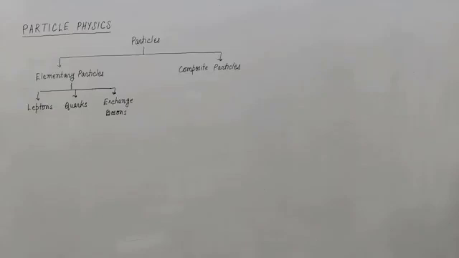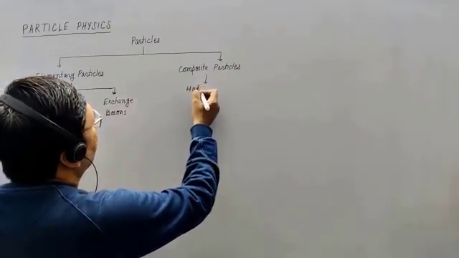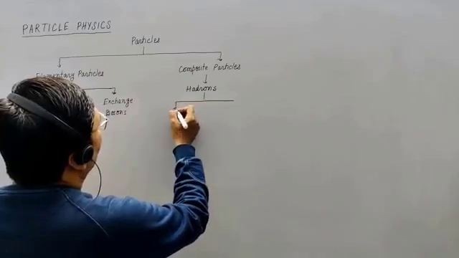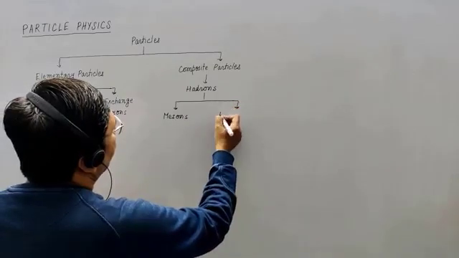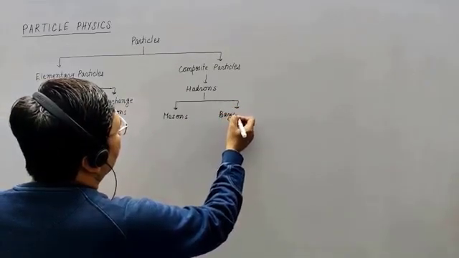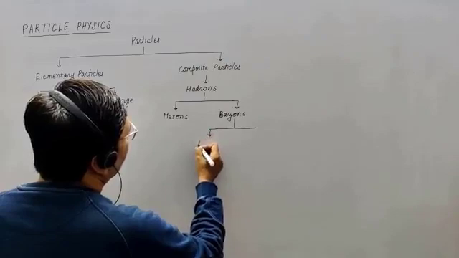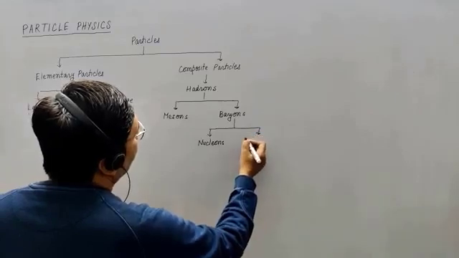Now come to composite particles. Basically composite particles are made up of two types. One is mesons and another is baryons. Both mesons and baryons are known as hadrons. So basically hadrons are made up of two types of particles, one is mesons and another is baryons. Now baryons themselves have two types of particles: nucleons and hyperons.